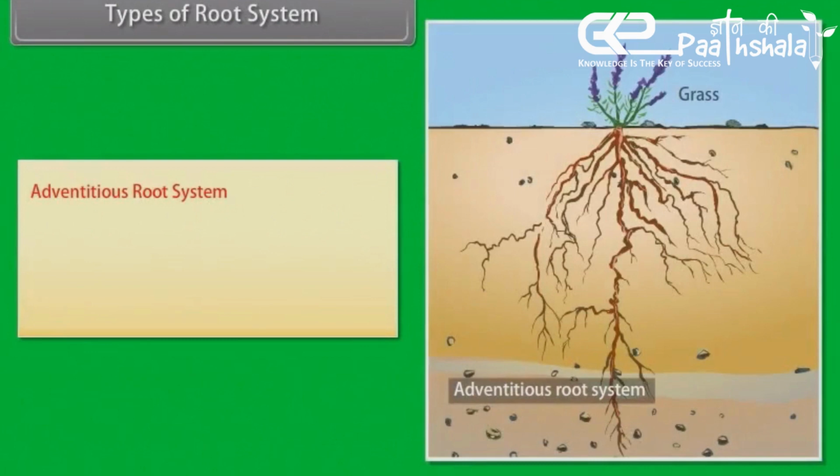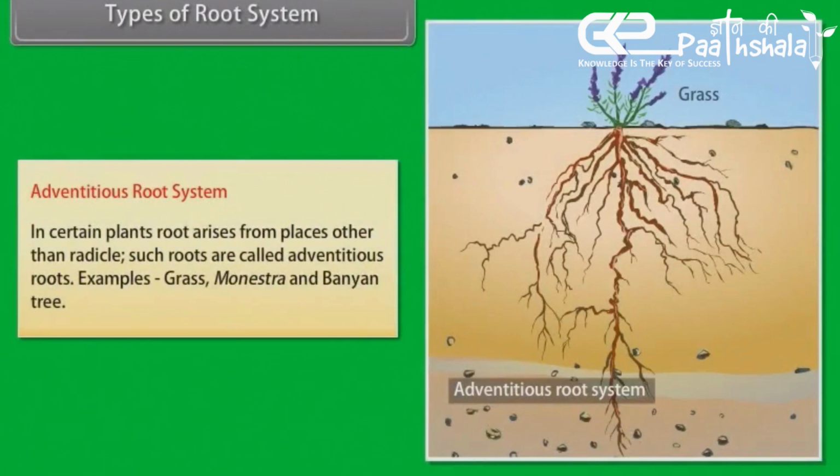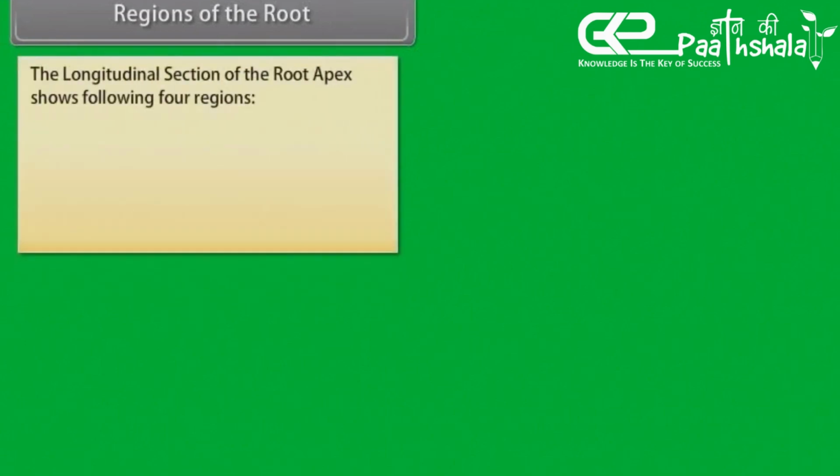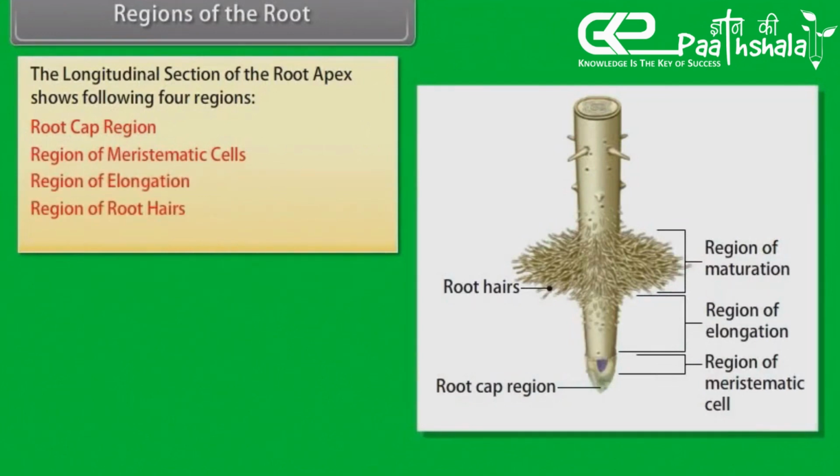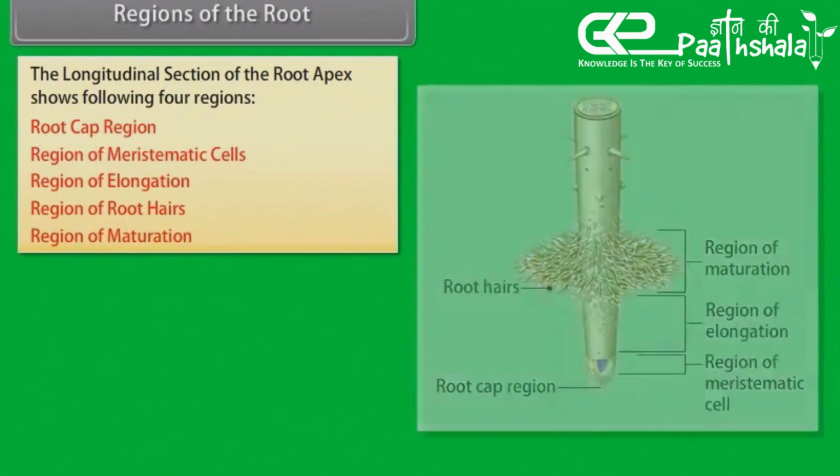Adventitious root system. In certain plants, roots arise from places other than radicle. Such roots are called adventitious roots. Examples, grass, monstera and banyan tree. Regions of the root. The longitudinal section of the root apex shows the following four regions: root cap region, region of meristematic cells, region of elongation, region of root hairs, region of maturation.